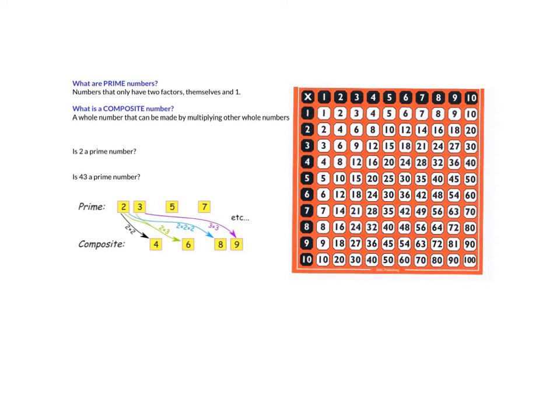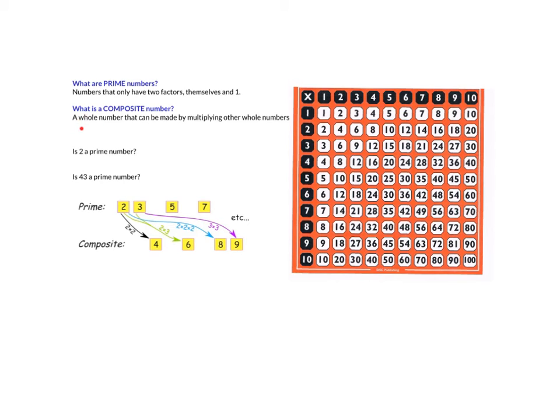What are prime numbers? Numbers that only have two factors, themselves and 1. If you look at this little diagram down here where it says prime number, 2, 3, 5, 7, that is because 1 times 2 equals 2, 1 times 3 equals 3, and so on. No other numbers other than 1 and itself go into it.